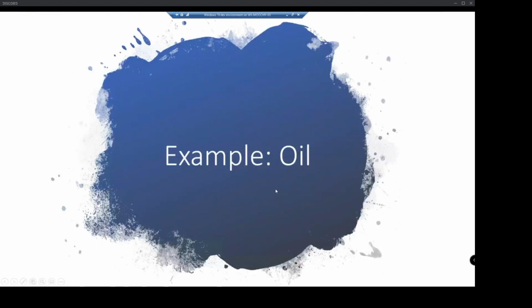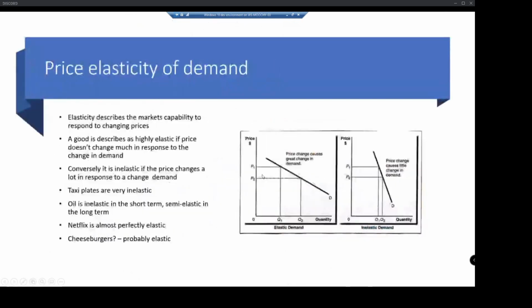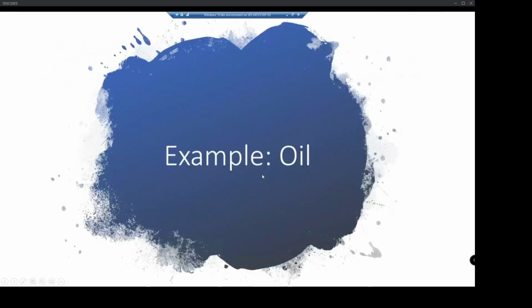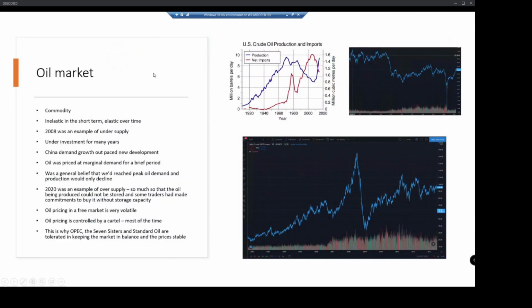So now I'm going to run through an actual example of how to look at oil, so you get an idea of how all this theory fits together. Oil is obviously a commodity. It's inelastic in the short term.